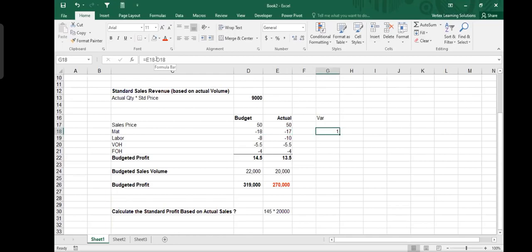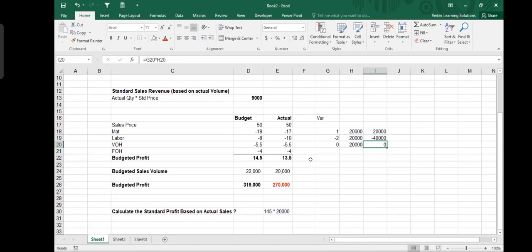It is 1. Then you copy paste all of them, these ones, and then you multiply it with the actual quantity. How much is actual quantity? 20,000. You multiply them with the actual quantity. This is your total variance. Okay. When you make a total of that, these are your variances. Your material price, your material variance, labor variance, variable overhead, there is no variance, fixed cost I ignored. This is how you do it.